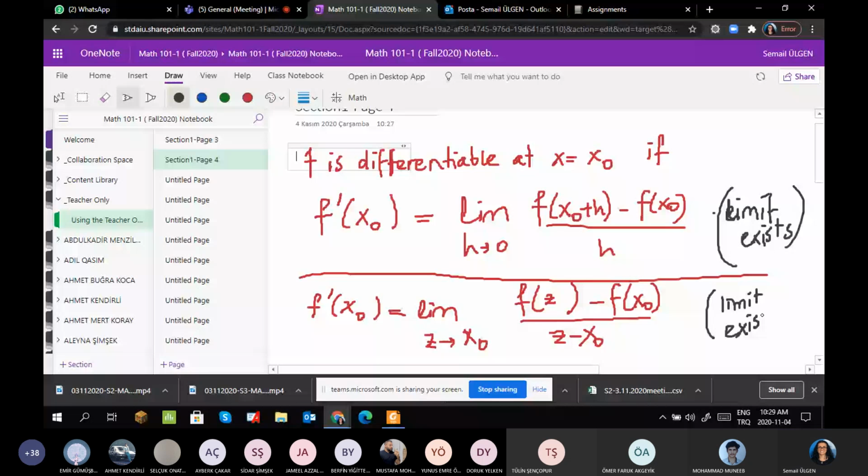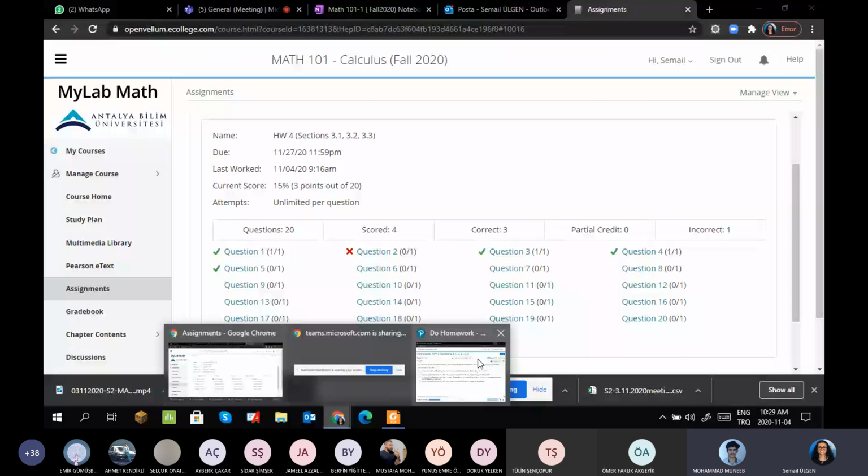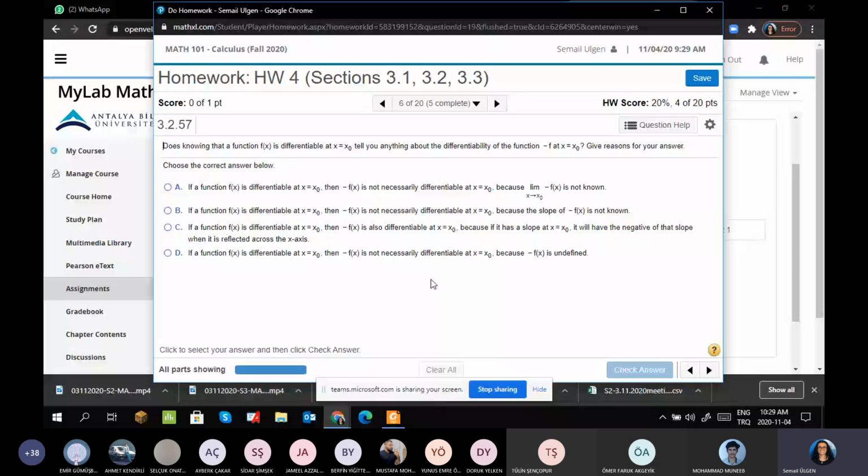Now, let's get back to the question. Let's say you know f is differentiable at x0. Can we say anything about negative f being differentiable at the same point? What do you think? Do you agree or not?